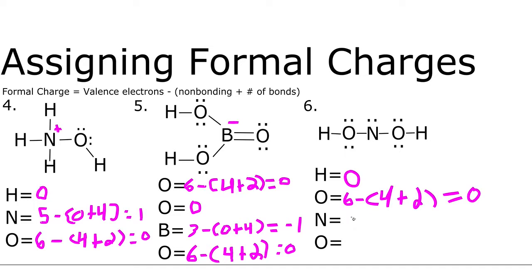Nitrogen has 5 valence electrons and 1, 2 lone electrons, and then 1, 2 bonds. So 5 minus 2 plus 2 is 4. 5 minus 4 is 1, so this nitrogen has a positive charge. Moving on to this last oxygen, it's the same thing as before, so we can simply say 0.